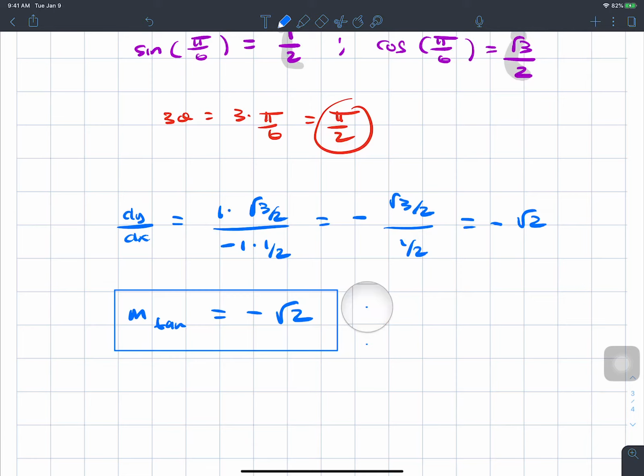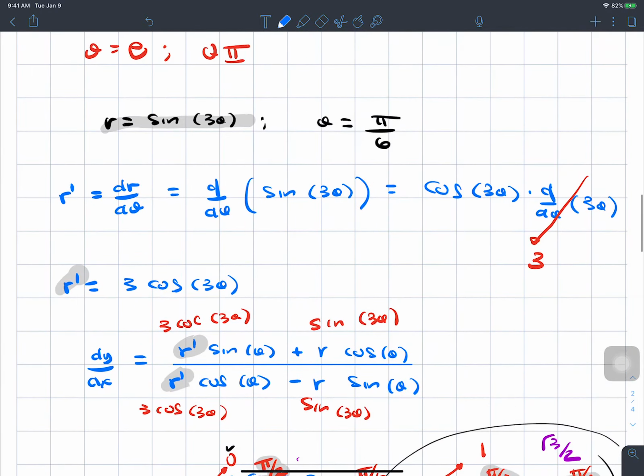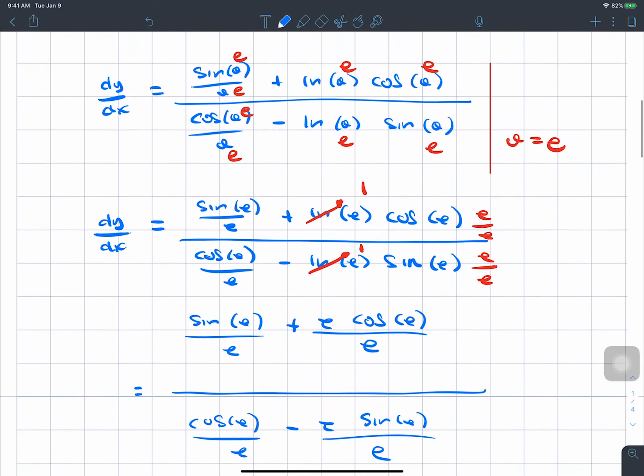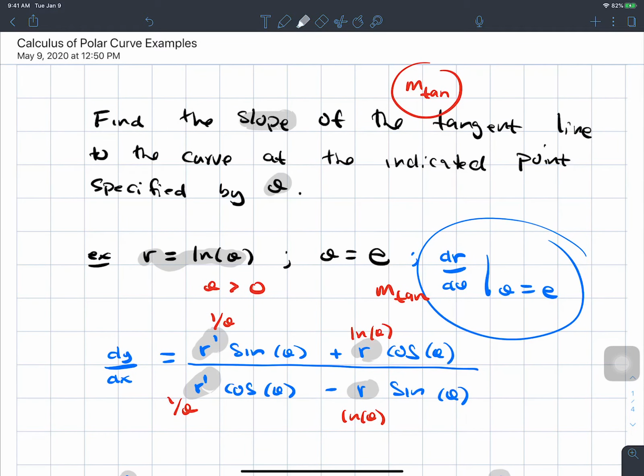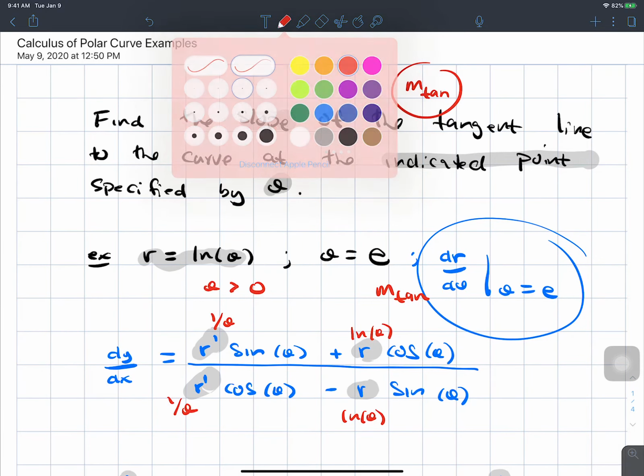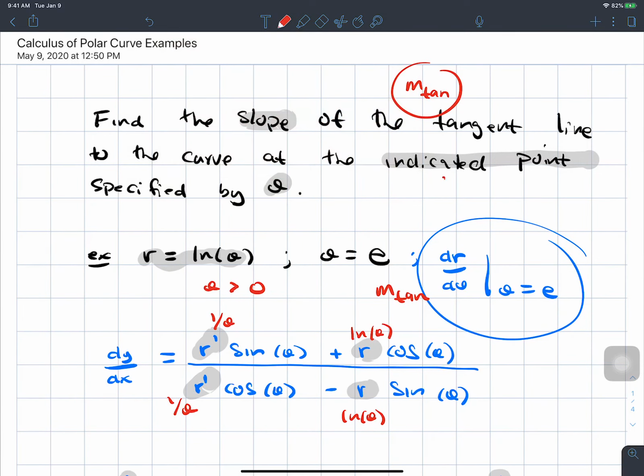That's the slope of the line tangent to the curve at the indicated point, represented by the angle theta equals pi over 6. Now, go back to the language. The language is asking here, specifically, at a point, an indicated point. A point that they're talking about, you've got two types.